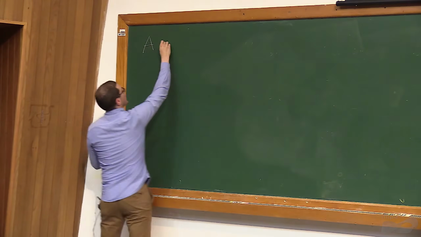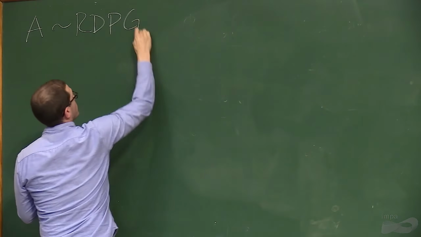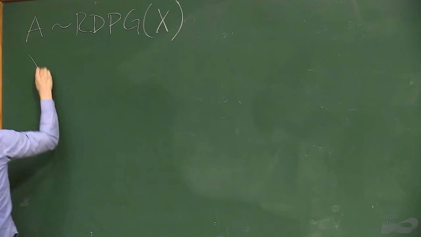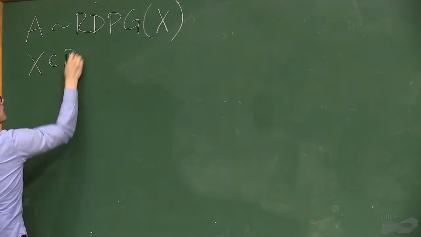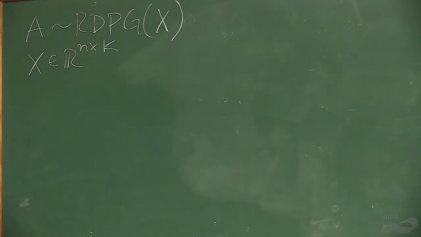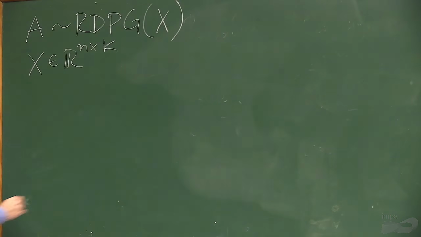Our setup was that we have a graph drawn from an RDPG, random dot product graph, with latent positions x. So x here was an n by k. Sorry, it's always d for dimension in a lot of the papers out of Carey Priebe's group. Again, we're imagining k to match the number of blocks. So forgive me if at some point I slip up and say d dimensional instead of k.